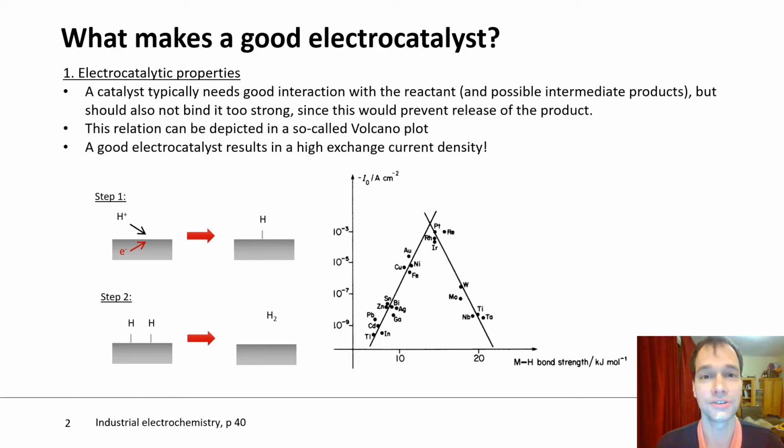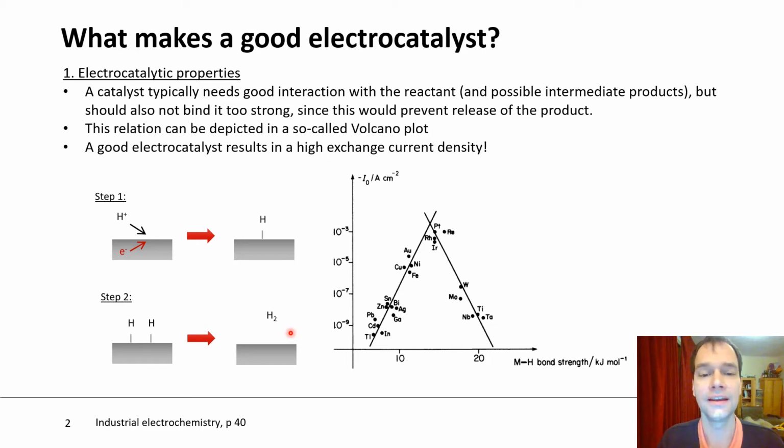Here I give the example of hydrogen evolution. You can see here that this process can take place in two steps. In the first step, a proton binds to the surface, forming a bonded hydrogen atom, and then later two hydrogen atoms combine to give a hydrogen molecule.